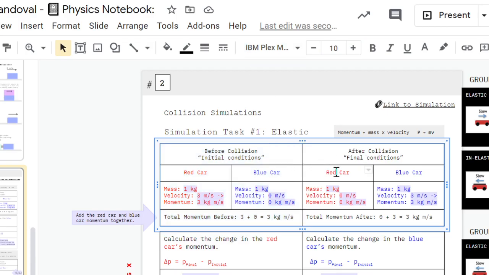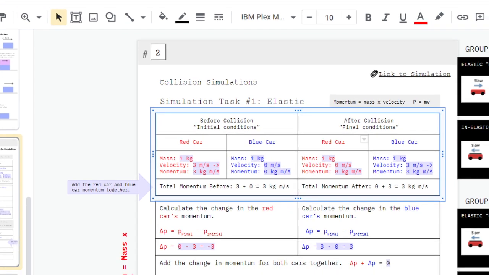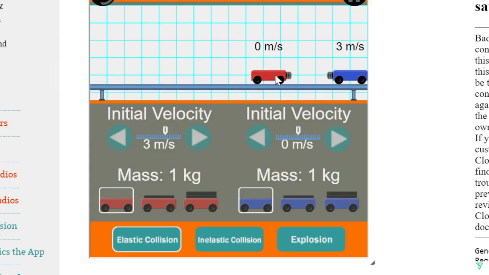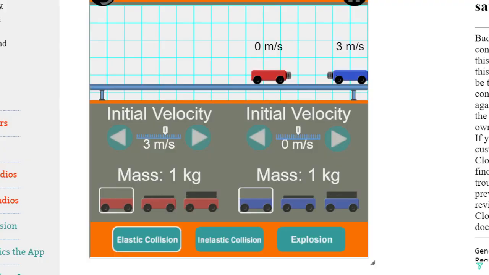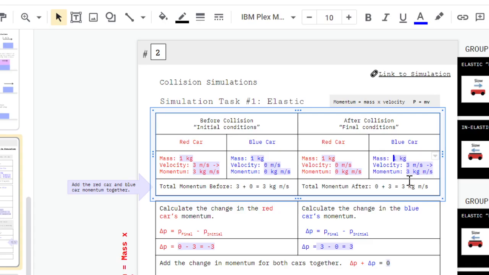data points. So we have the red car, of course, still 1 kilogram. We have the blue car, still 1 kilogram. The velocity of the red car, you'll see it becomes 0. So we type 0 here. The momentum, 0 times 1 is just 0. And now for the blue car, the velocity is 3. Mass still 1, 3 times 1 is 3, and so the total momentum after the collision is 0 plus 3, which is 3 kilogram meters per second.